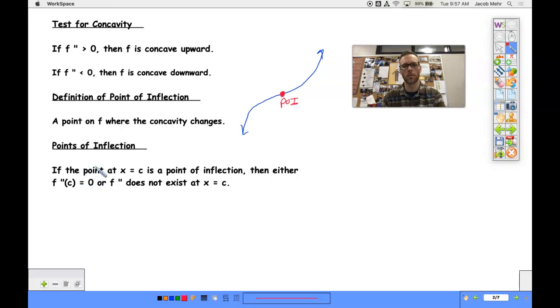So we have critical numbers where the first derivative is equal to 0, and where the second derivative is equal to 0 is a point of inflection. Remember that critical numbers help us tell where a function goes from increasing to decreasing or decreasing to increasing. Well, we're finding the critical numbers of f prime. So we're finding where the second derivative is equal to 0. So if x equals c is a point of inflection, then either the second derivative equals 0 or the second derivative does not exist. So we're finding the critical numbers of f prime, so that would be f double prime.